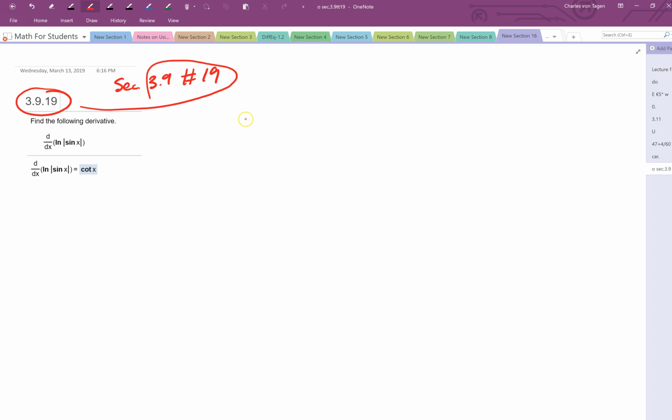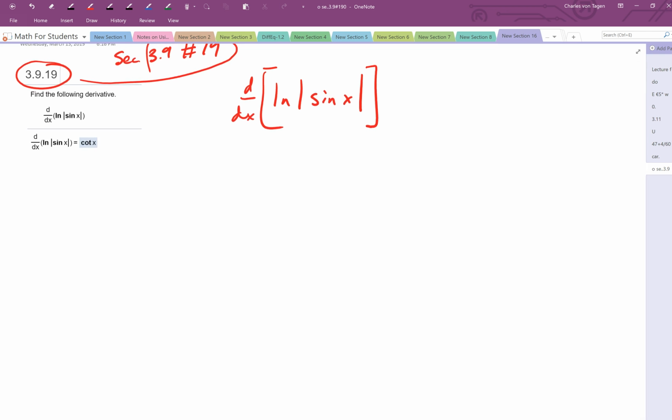So we're asked to take the derivative of the natural log of the absolute value of the sine of x. So let's give this a shot. I had some of you wonder if it was a product rule question, and it is not. So let's just look at why it's not a product rule.